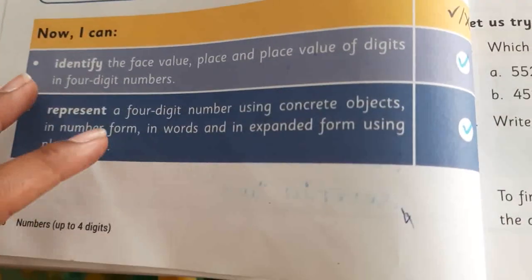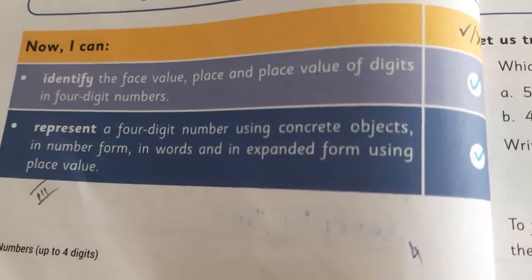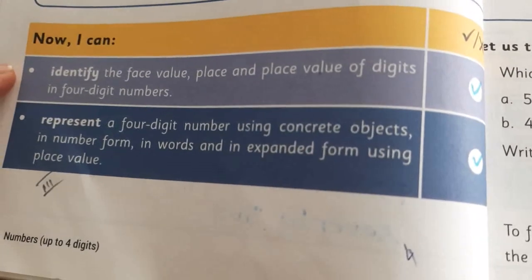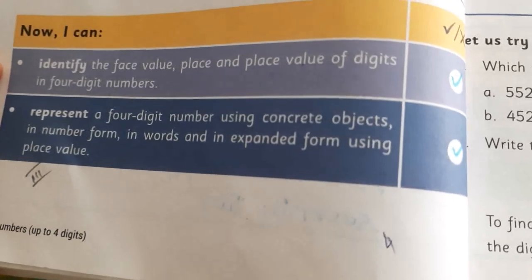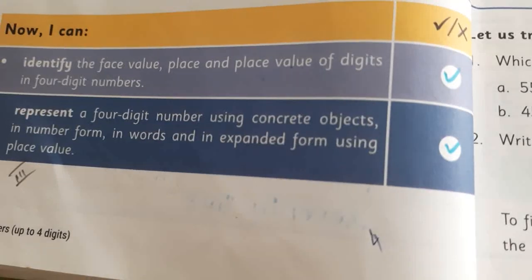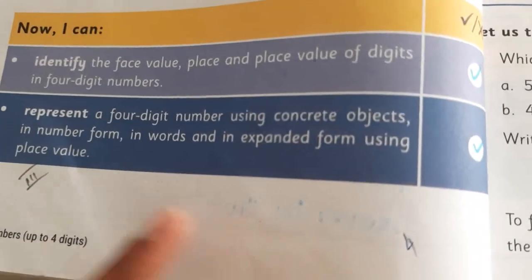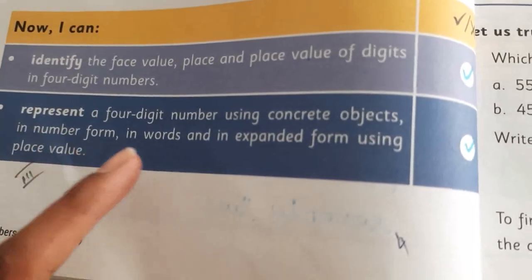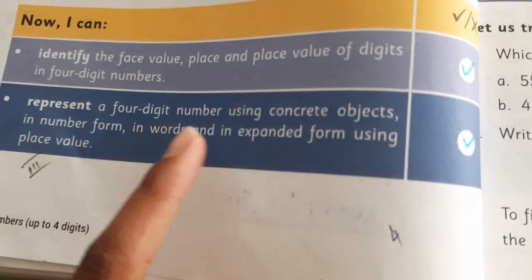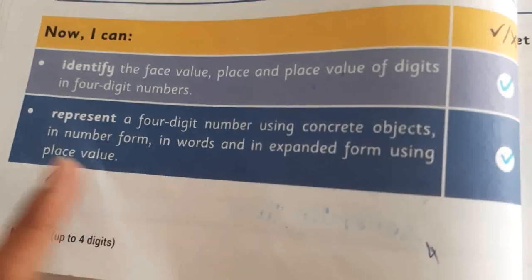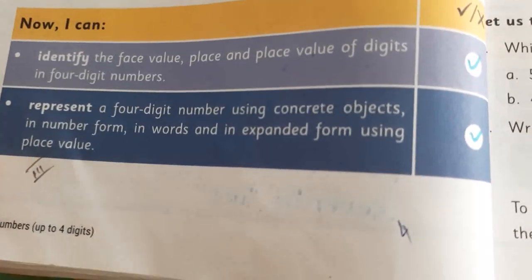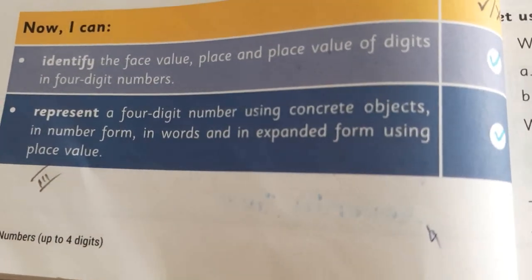Okay. So the last one, it's a Now I Can activity. If I give any 4-digit number, you can identify the face value, place and place value of a digit in a 4-digit number. Represent the 4-digit number using the objects, number form, in words and in expanded form using the place values. Okay, you have any doubt? Okay, thank you.